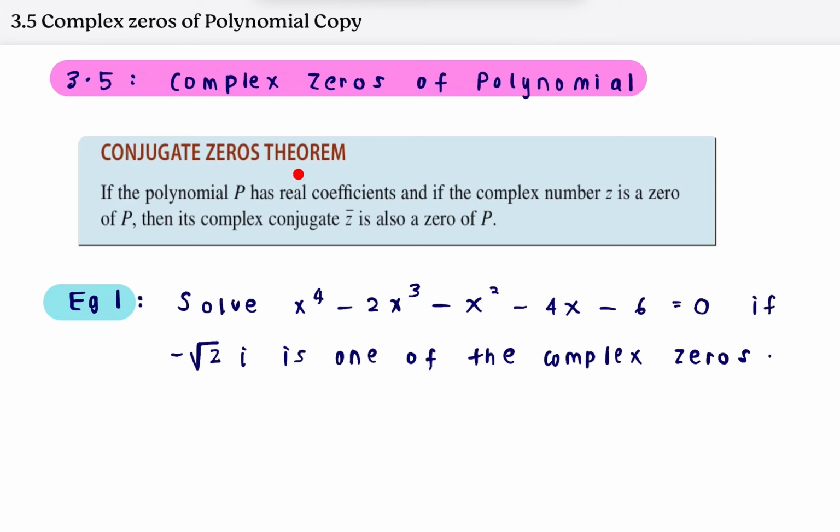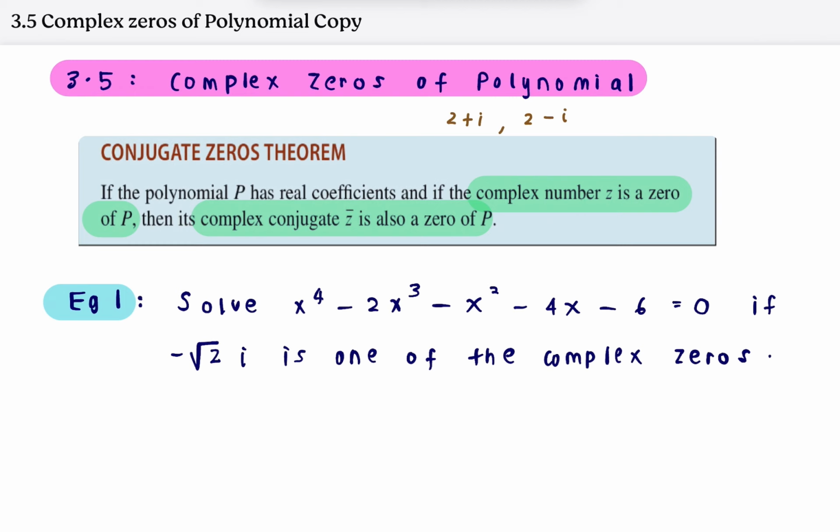Conjugate zeros theorem. The theorem says, if the polynomial p has real coefficients, and that is the keyword, if the complex number z is a zero of p, then its complex conjugate is also a zero. What does that mean? Let's say given to you 2 plus i is the zero. Automatically, the conjugate is also a zero, which is 2 minus i.